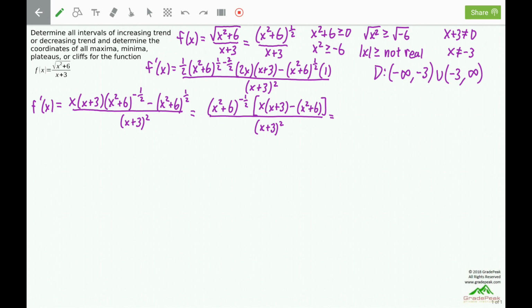There is still a negative power in the numerator, but now it's been factored out, and so it's a negative power on the entire expression in the numerator, and so it can move to the denominator of the entire fraction, down with the x plus 3 squared, to become a positive power. Inside the square brackets, we can distribute the x in to the x plus 3, which will be x squared plus 3x, and the minus in to the x squared plus 6, so minus x squared and minus 6.